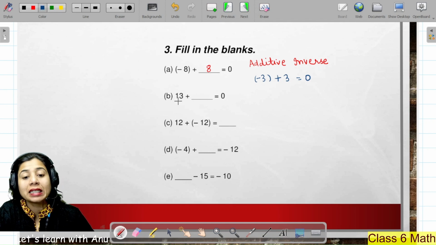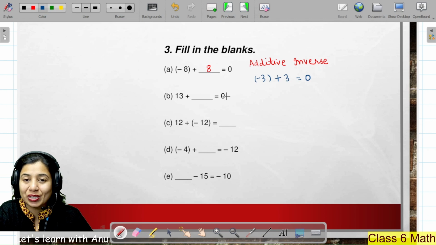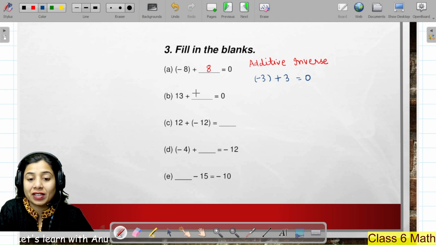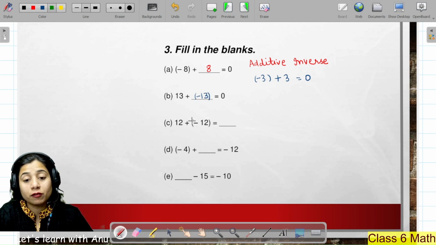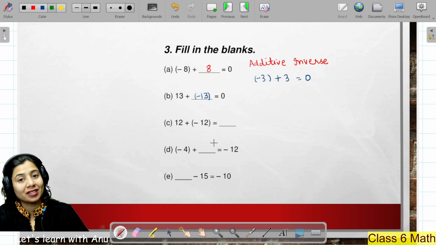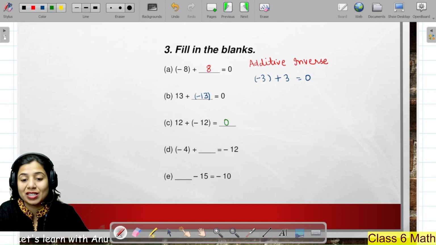Moving to B part, 13 plus dash equal to 0. 13 is positive, opposite of that is minus 13. So the resultant is 0. C part, 12 plus minus 12 equal to 0. So here one is positive integer, other is negative, and the sum is 0.